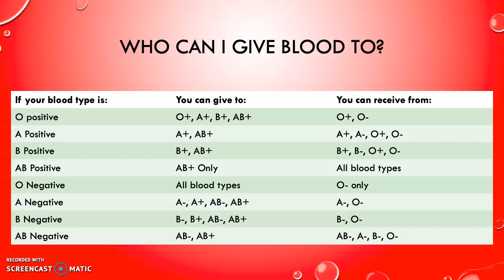A negative blood can give to A negative, A positive, AB negative, and AB positive people, and can only receive from A negative and O negative. B negative can give to B negative, B positive, AB negative, and AB positive, and can receive from B negative and O negative. And last but not least, AB negative can give to AB negative and AB positive, and you can receive AB negative blood from AB negative, A negative, B negative, and O negative people.